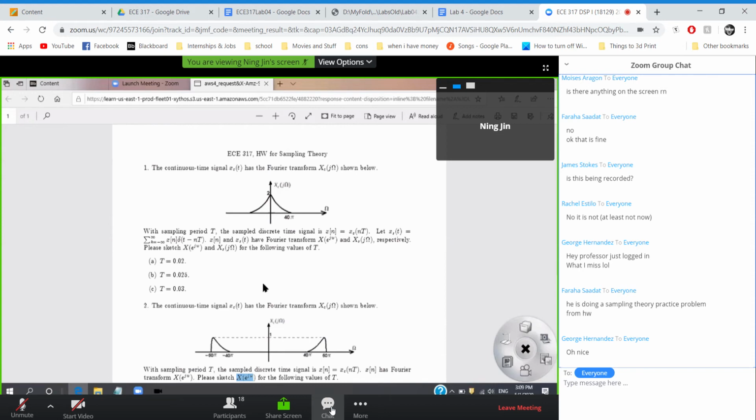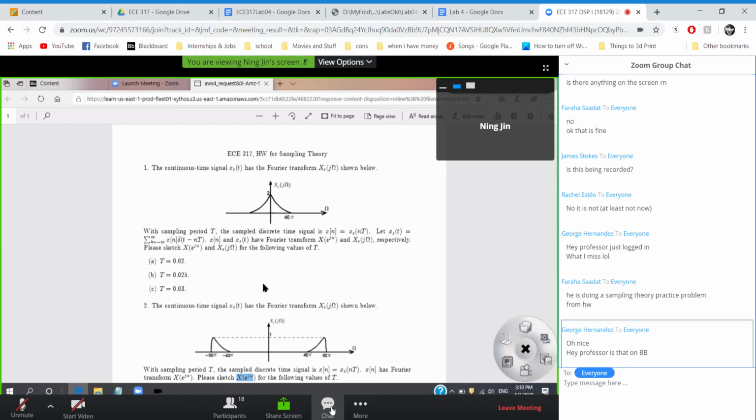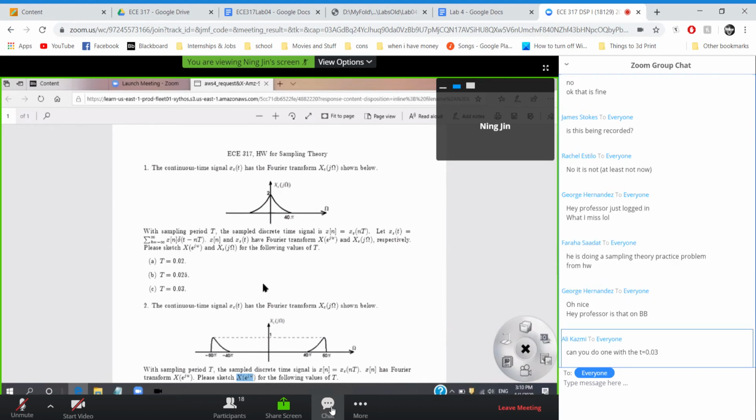We have x[n], which is x_c(nT), and T varies, right? We have A, B, C, three choices. So let me pick one. For example, I choose this one, 0.025. I use this one, and we want to sketch X(e^{j omega}) and X_s(j capital omega). Okay, let's go back to the paper.